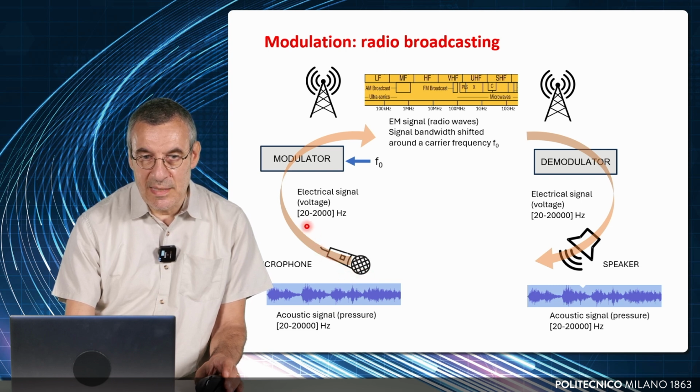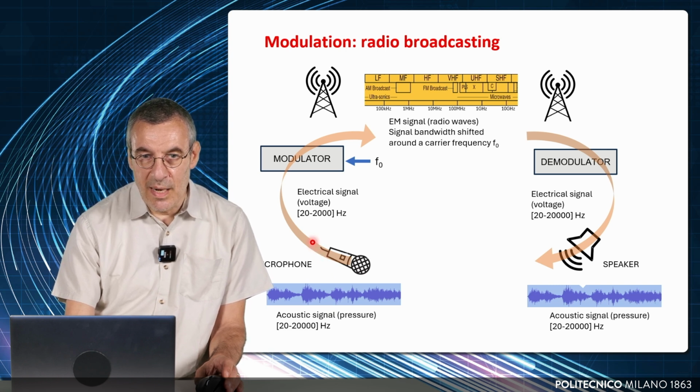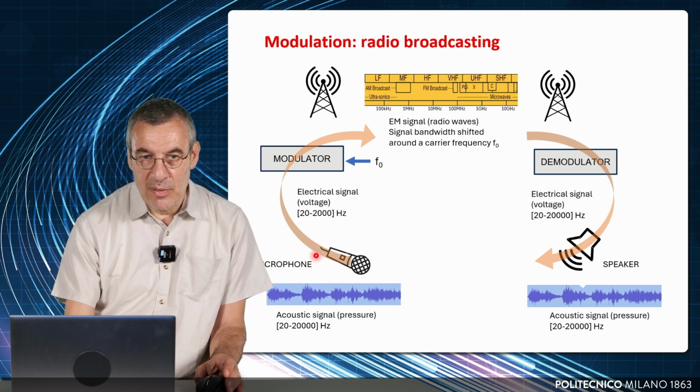The electrical signal is a copy of the acoustic signal, still in the bandwidth of 20 kHz. You want to convert this signal to an electromagnetic wave because you want to do some radio broadcasting, and radio broadcasting doesn't perform very well at this frequency, so you have to move the spectrum of the signal to a higher frequency, and this is the function of the modulator.